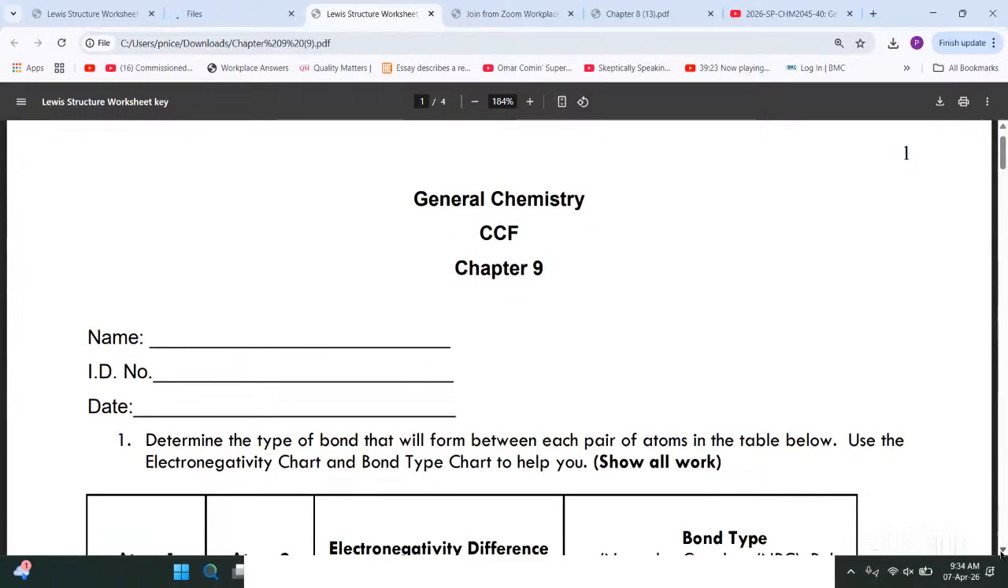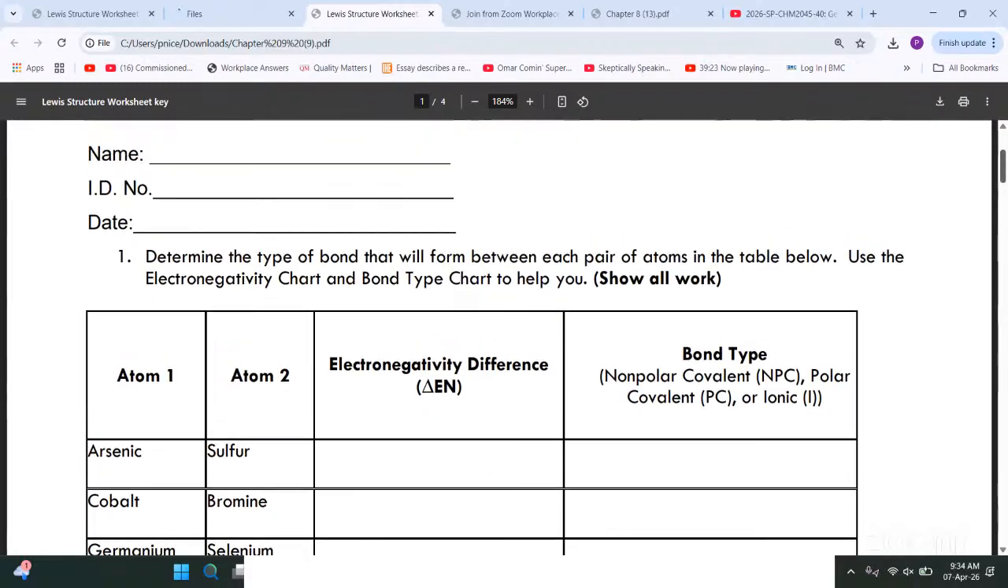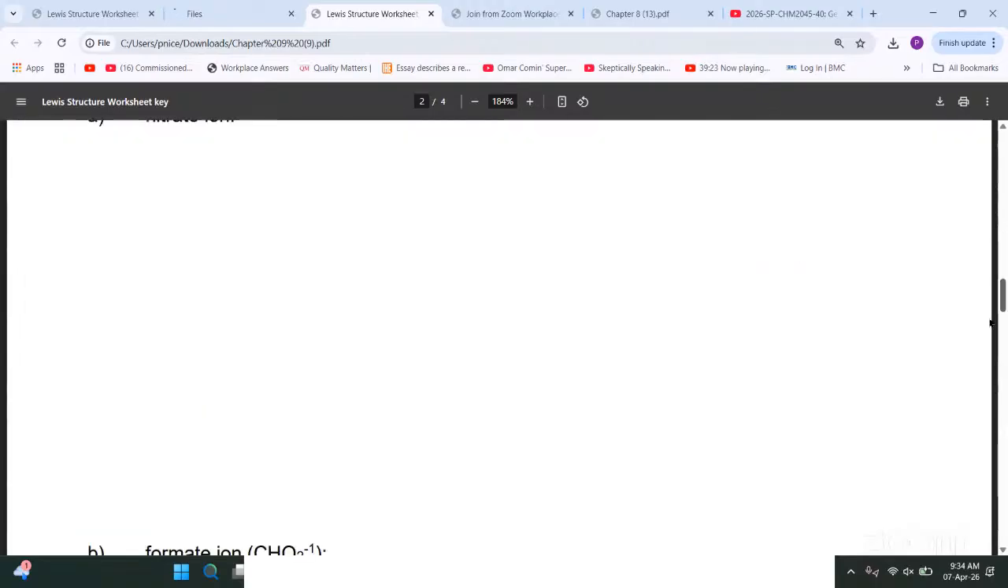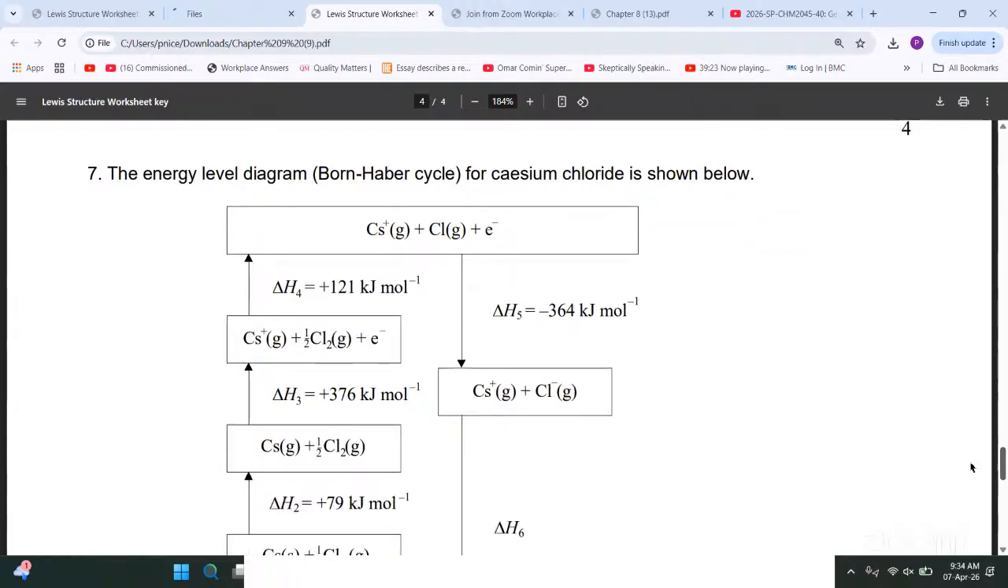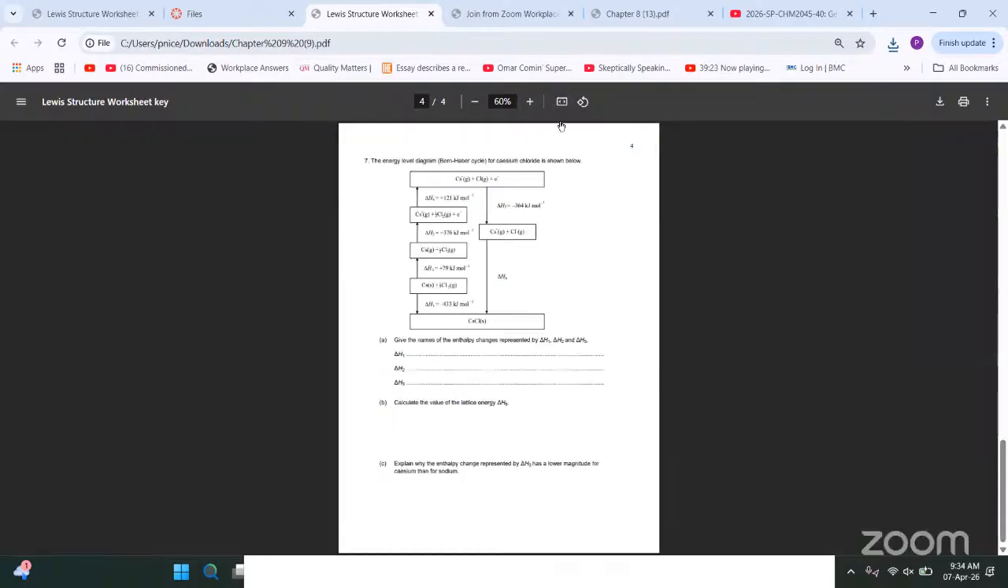So let's see here. Unfortunately, the questions in chapter 9 are not ordered in the same order as outlined in the video. So what I'm going to do is scroll down to this question, which is dealing with the Born-Haber cycle that we just talked about last time. It's a bit smaller, so.